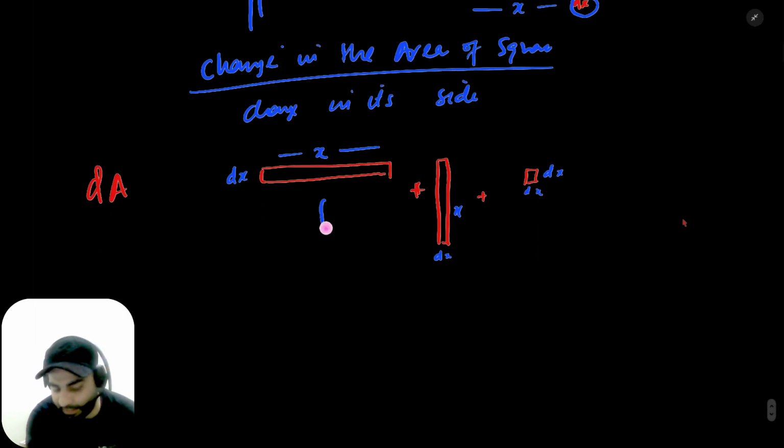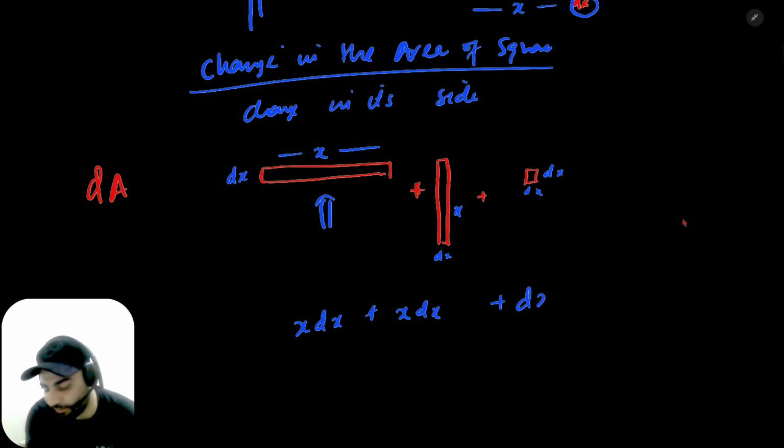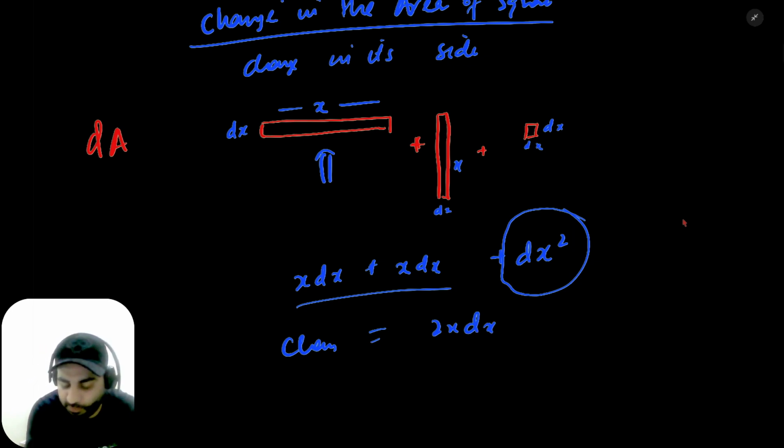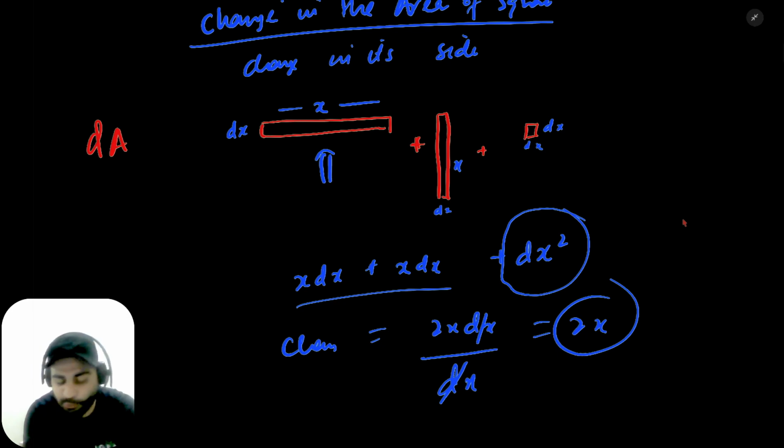So now this is the rectangle. So this is basically x dx, plus this is again a rectangle x dx. Okay, and this is dx square. Now you know that this is very small, this is a very slight change, but if you just add these two things up, this is 2x dx. Okay, and the change in area is equal to 2x dx. With respect to dx, you can divide by dx, so again you will get 2x. That's why you got this.